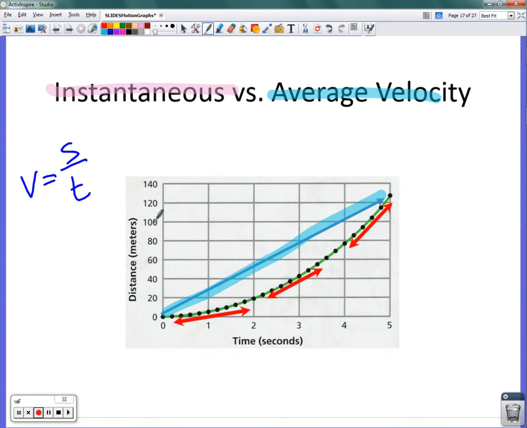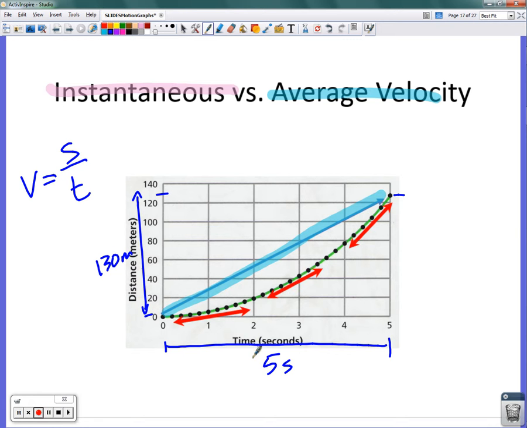So here, right, the total displacement here would be somewhere around 130 meters if that's where this ended up, right? 130 meters here. And then the time that it took was 5 seconds. Okay? So we could figure out the average velocity. Now, at the beginning, the instantaneous velocity is less than the average. The slope of this red line is smaller than the slope of this blue line.